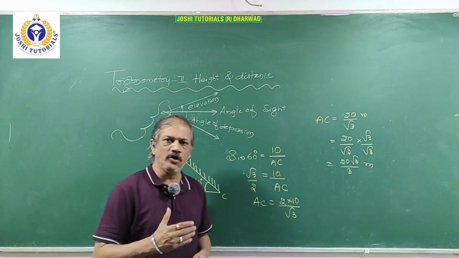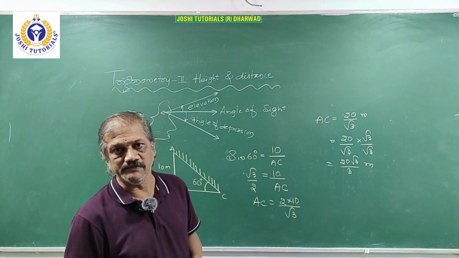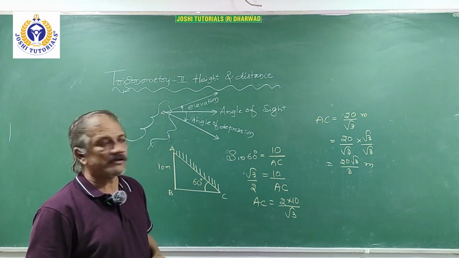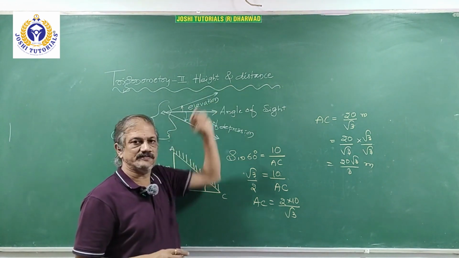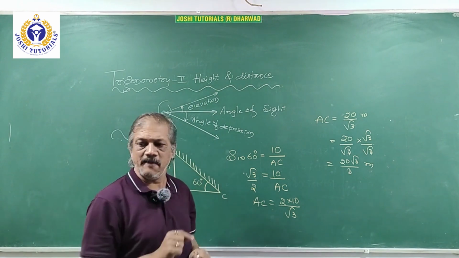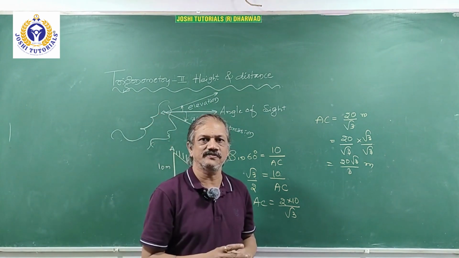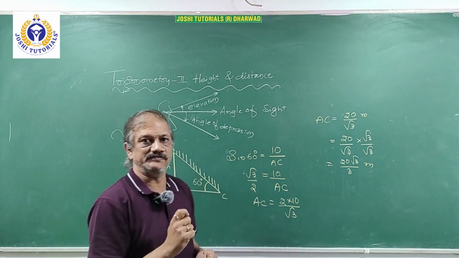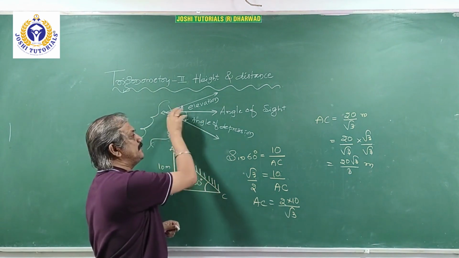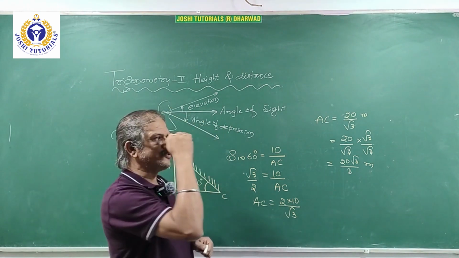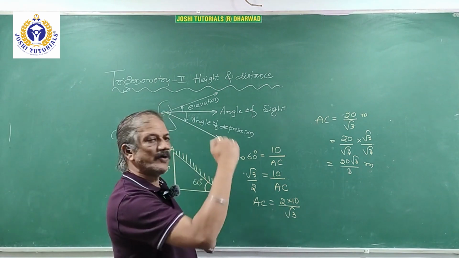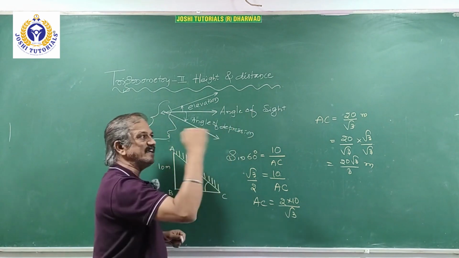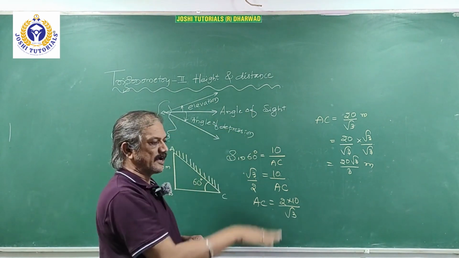Now we go to the second part of trigonometry. It is called application of height and distance. You must remember two things: one is angle of elevation, another is angle of depression. When you see to the level of your eye, it is called angle of sight. It is sight, seeing parallel to the ground.